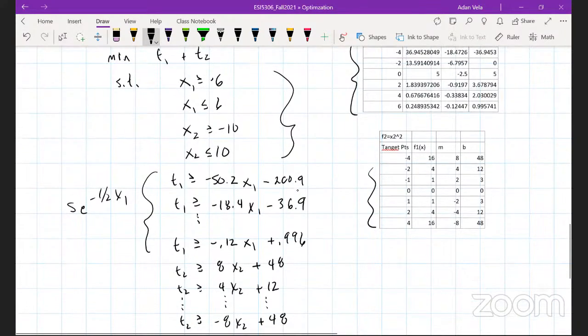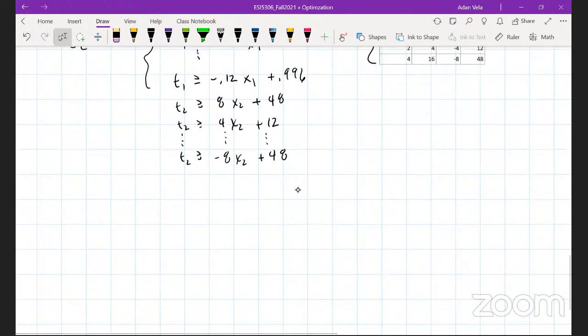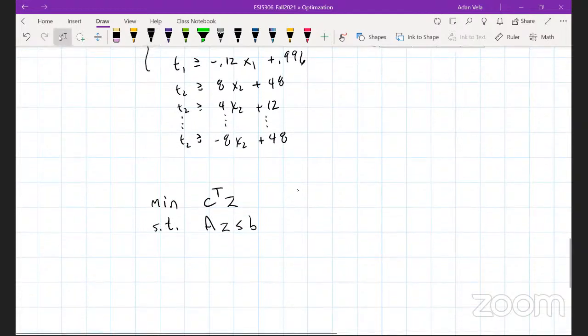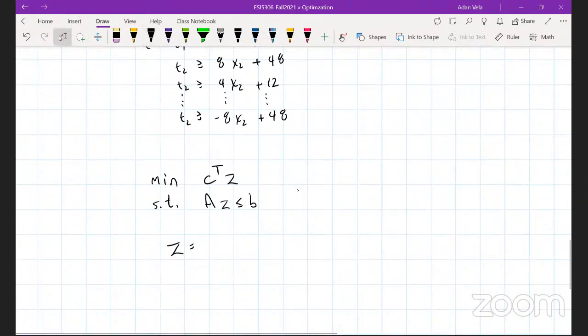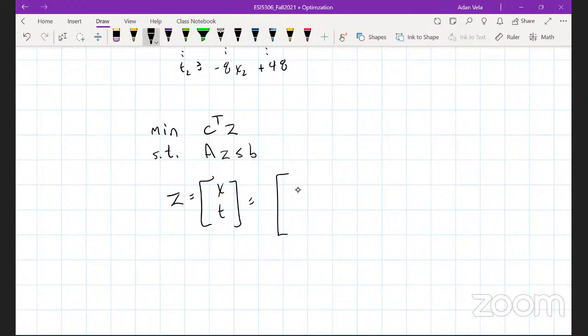At this stage, you know, if you wanted to formulate it in matrix form, you could certainly say, well, let's minimize C transpose Z such that AZ is less than or equal to B. Our Z would be given by our X decision variables, and then we're going to have our T decision variable. So for this particular problem, it would be X1, X2, and T1, T2.